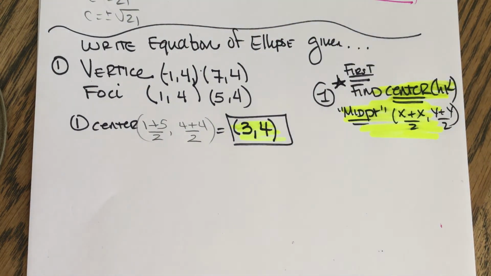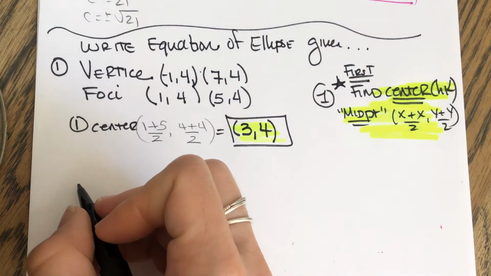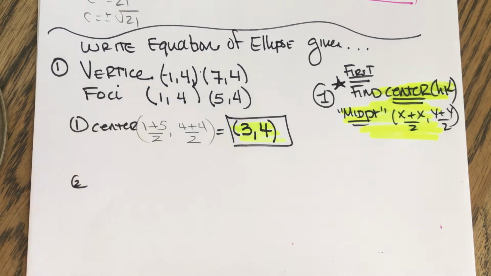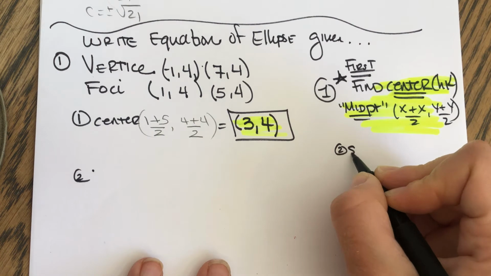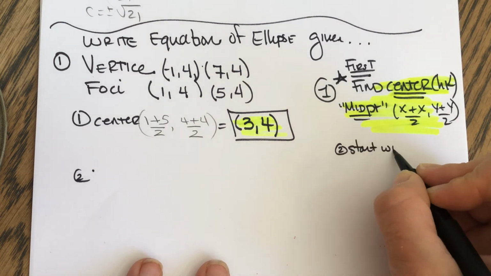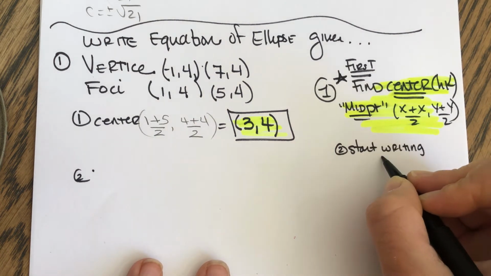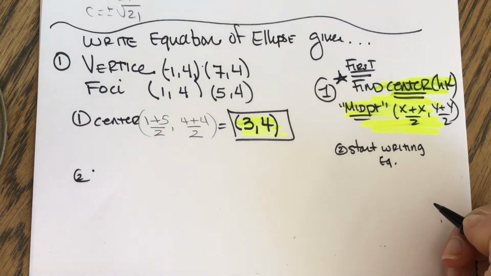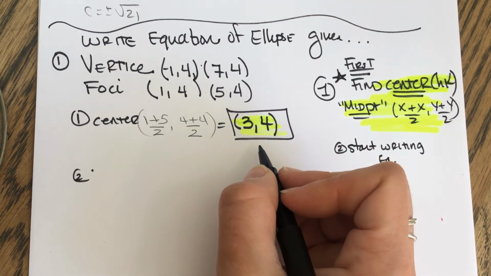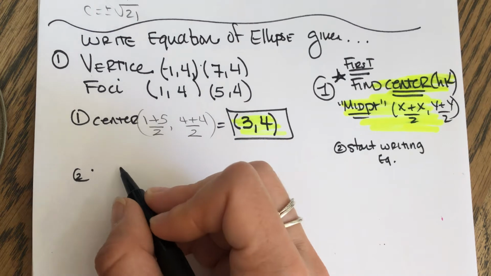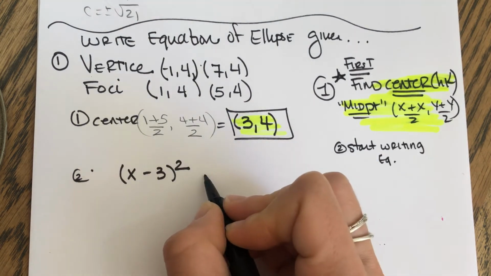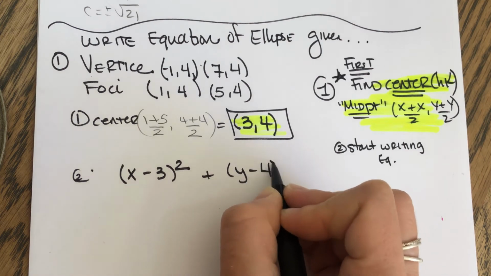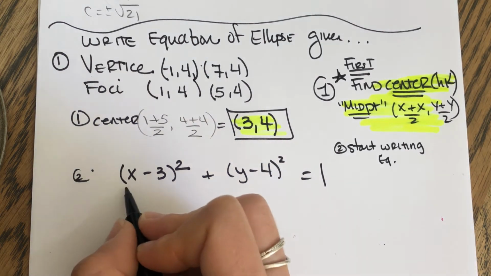Next step, as I've always told you guys, let's start to do stuff to get it out of the way. I'm having you start writing your equation. What do I mean by that? Well, using the center, let's start to write that equation. So we know that's your center. So we have x minus 3 squared plus y minus 4 squared equals 1, and then go like this.